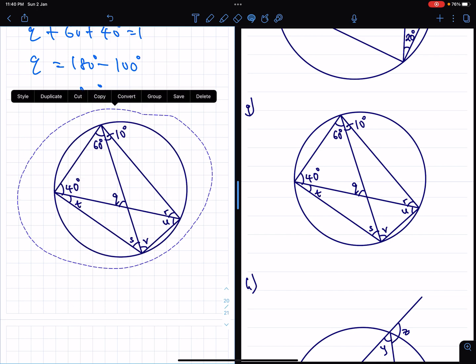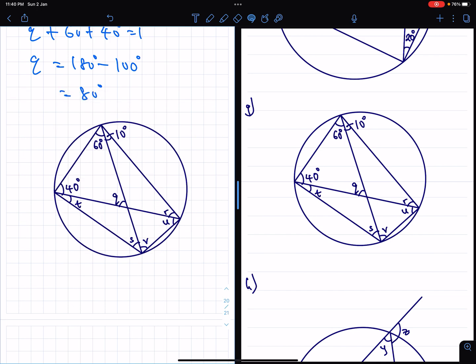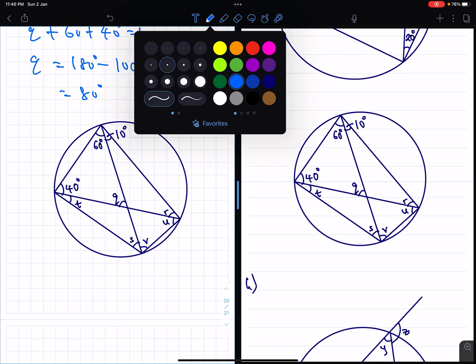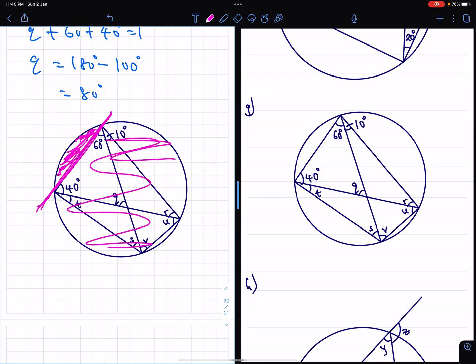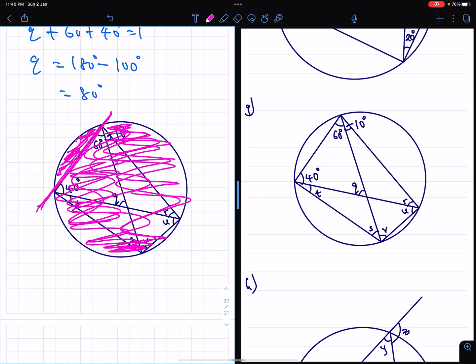What else do we need? I found Q, T, S, V, U. I need only R. How do I find R? Well, let's see which angle. Now I can see this chord. It divides the circle into two segments, this one and this very big one. It divides the circle into a minor and a major segment.